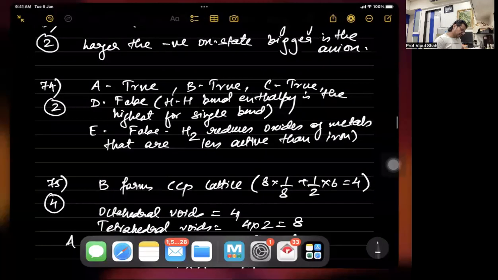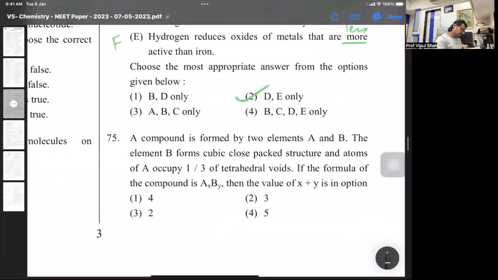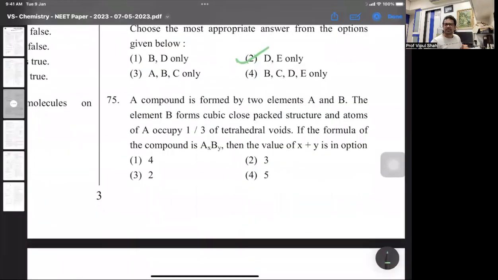Next one, 75. What it says: a compound is formed by two elements A and B. A occupies the CCP lattice. CCP means A's contribution is 4. FCC: 8 into 1 by 8 plus half into 6. So that's 4. Sorry, that's for B, I'm so sorry.